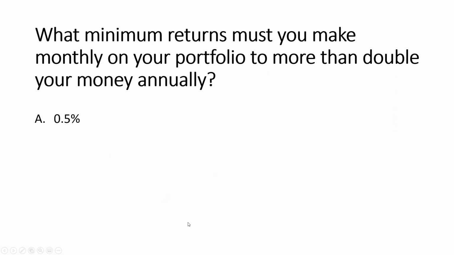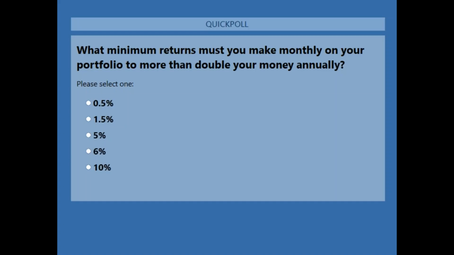Let's get going. Let's remind ourselves what I was talking about with respect to the 6%. What minimum returns must you make monthly on your portfolio to more than double your money annually? Do you remember? Is it 0.5%, 1.5%, 5%, 6%, 10%? Please click on your screen to let me know that you remember the answer.